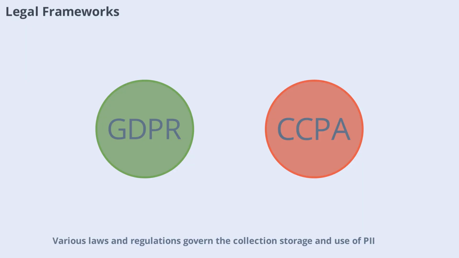Various laws and regulations govern the collection, storage, and use of PII. Examples include the General Data Protection Regulation, GDPR in Europe, and the California Consumer Privacy Act, CCPA in the United States. These laws set out strict requirements for how organizations must handle personal data, with heavy penalties for noncompliance.